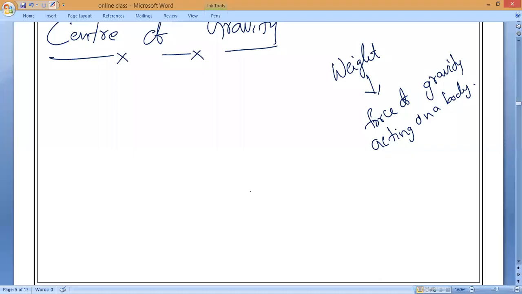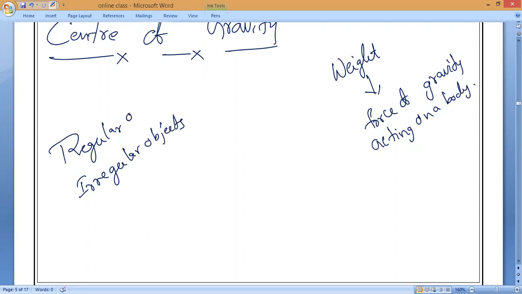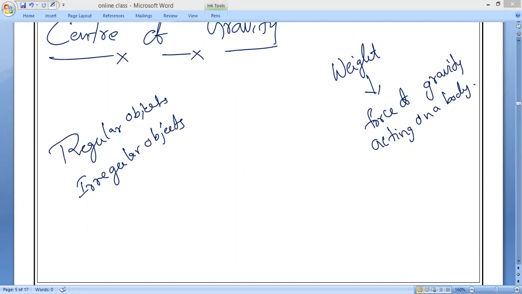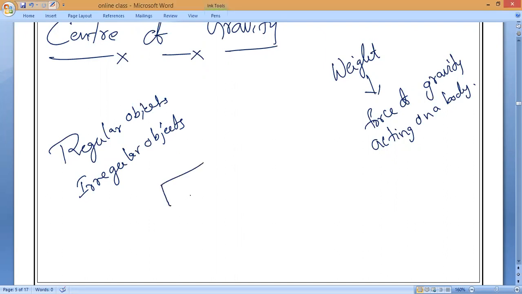One is regular objects. Another one is what objects? Regular objects, and another one is irregular objects. Regular objects means, do you all know mathematical geometry shapes? Regular bodies, like for example, if I take rectangle, square, parallelogram. So how many of you know rectangle? This is what we call a rectangle.